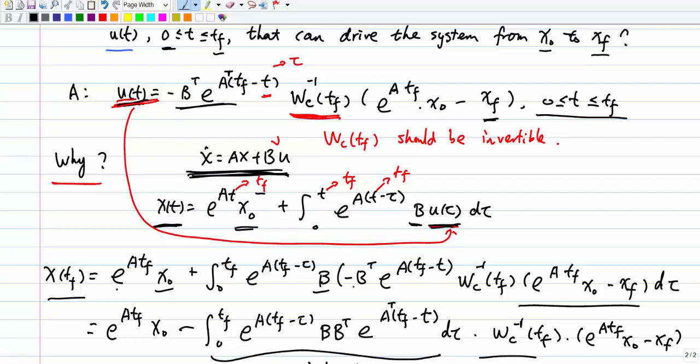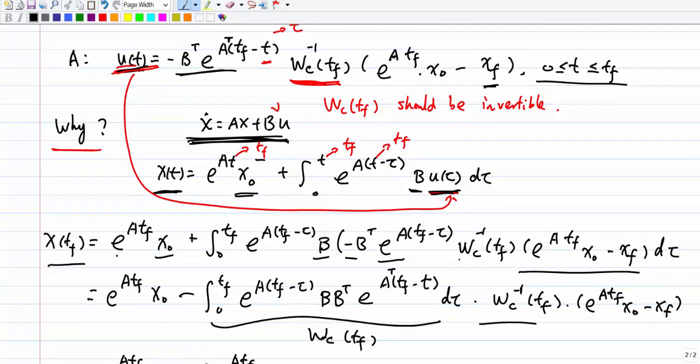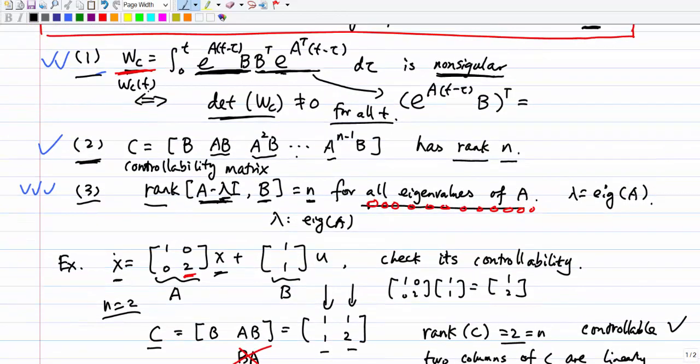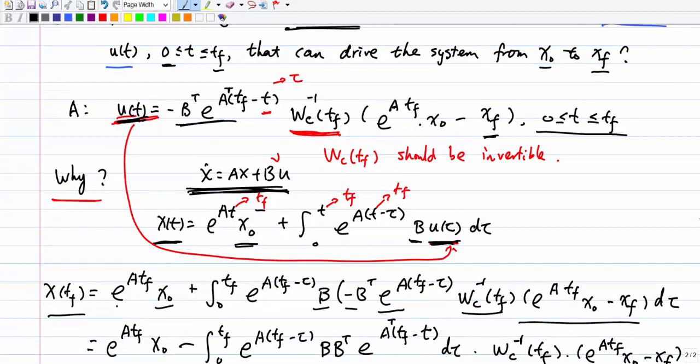By this one. So it's a negative B^T times e^(A^T (tf - tau)), and this has to be equal to tau over here, and then times Wc inverse tf, and this is the same thing as I mentioned before. The Wc is defined by here. We just have to replace t by tf, and then we take an inverse of that.